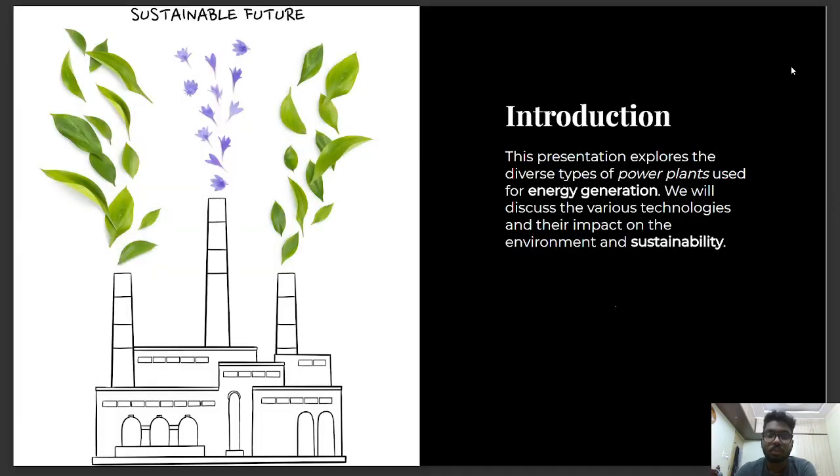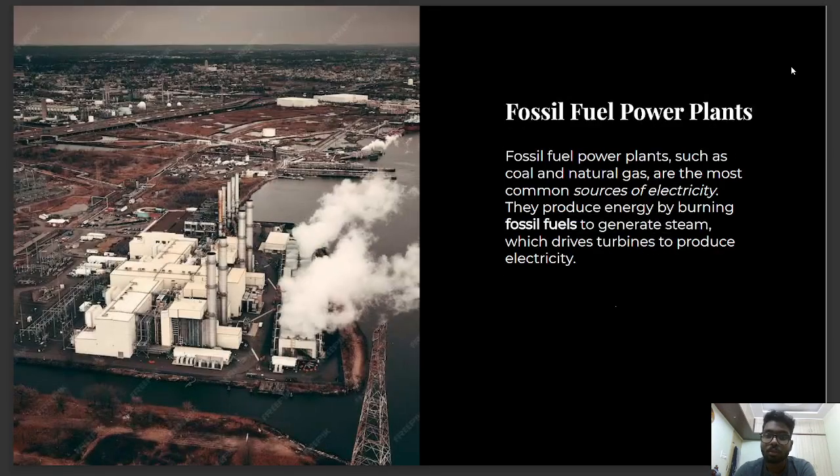So the introduction for today's presentation is this presentation explores the diverse types of power plants used for energy generation. We will discuss the various technologies and their impact on the environment and sustainability. So the first power plant we will discuss here is fossil fuel power plant.